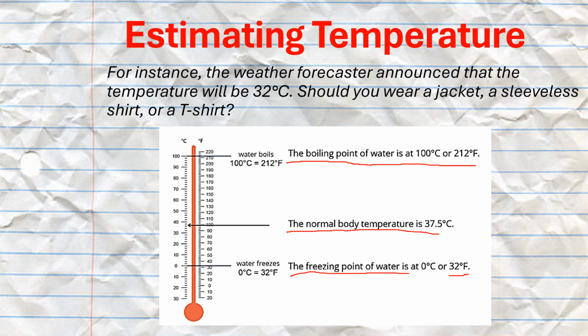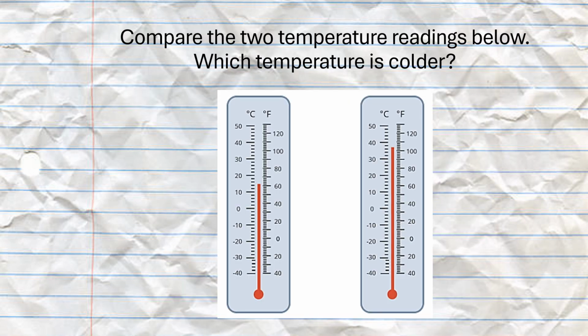In the Philippines, the normal temperature of surroundings ranges from 25 degrees Celsius to 30 degrees Celsius. Hence, knowing the temperature to be 32 degrees Celsius, it is best to wear loose clothing such as a sleeveless shirt or asando. Let us compare the two temperature readings below.